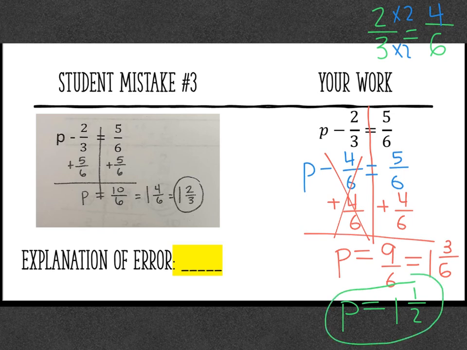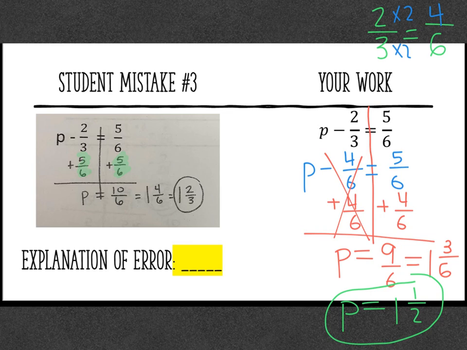So now that we solved it correctly, we can go back and look at the student's work. And we see they did add on both sides, but the number they added was 5/6. And if you add 5/6 to both sides, that's not getting P by itself, right? They should have added 2/3 or 4/6 once they found common denominators to both sides.